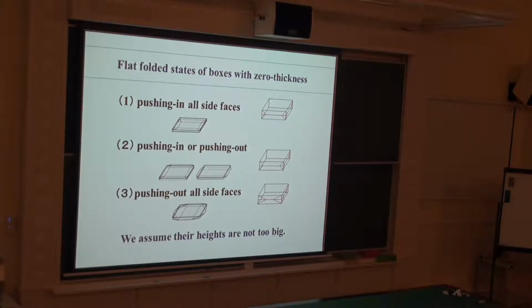Then how about that? Keeping the top and the bottom face with no crease, if we push in all four side faces, then we can get a flat folded state. Or maybe we push some sides in and push this side out, a combination, then we can also get a flat folded state. If we push all out, we can also get a flat folded state. So there are three types, and we can reach them by using the kite property continuously.